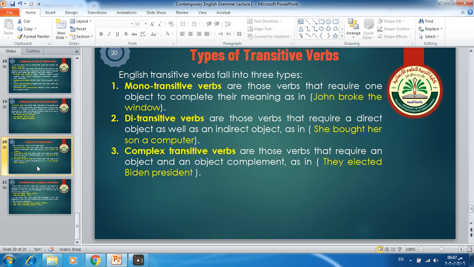So as you see, now all these examples have an object. However, some sentences have one object, other sentences have two objects, and other sentences have an object and an object complement. Okay, this is because of what? The category of the verb. If it is monotransitive, it takes only one object. If it is ditransitive, it takes two objects. If it is a complex transitive, it takes an object and object complement.